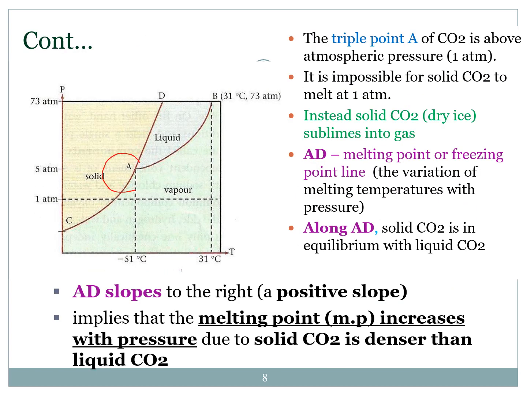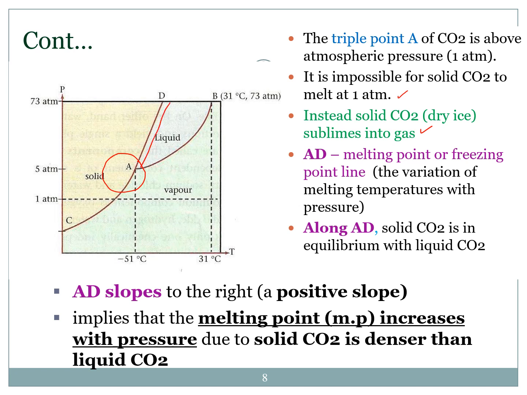The triple point A of carbon dioxide is above 1 atm. It is impossible for solid carbon dioxide to melt at 1 atm. Instead, solid carbon dioxide or dry ice sublimes into gas.